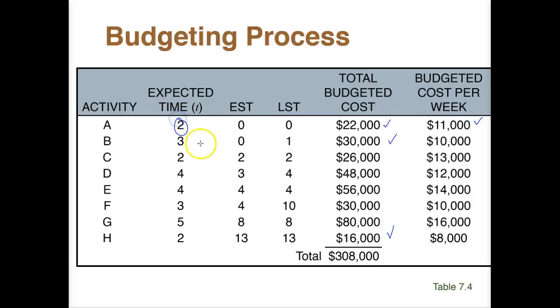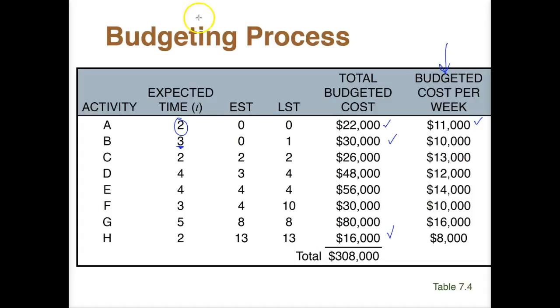So for activity A, it's 2 weeks, so 22,000 divided by 2 is just 11,000. Of course, activity B's expected time is 3 weeks, and so 30,000 divided by 3 is 10. So that's how we get this column here.